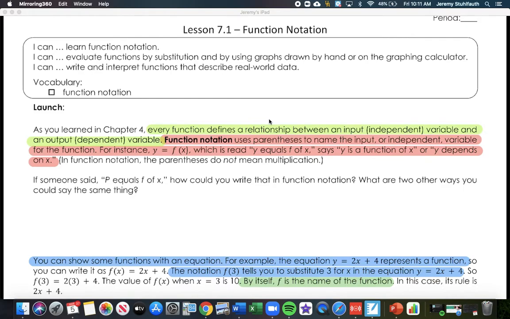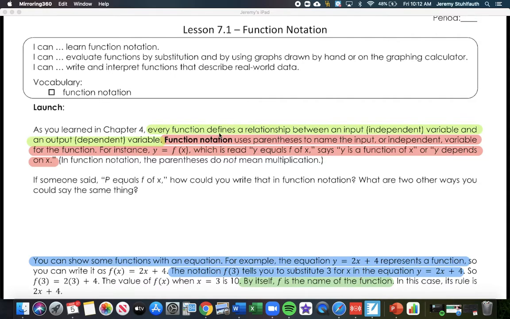We're going to take a look at what function notation is. And we're going to use function notation to help us evaluate functions by substitution and by using graphs drawn by hand or on the graphing calculator. And finally, we're going to use function notation to help us interpret functions that describe real-world data.